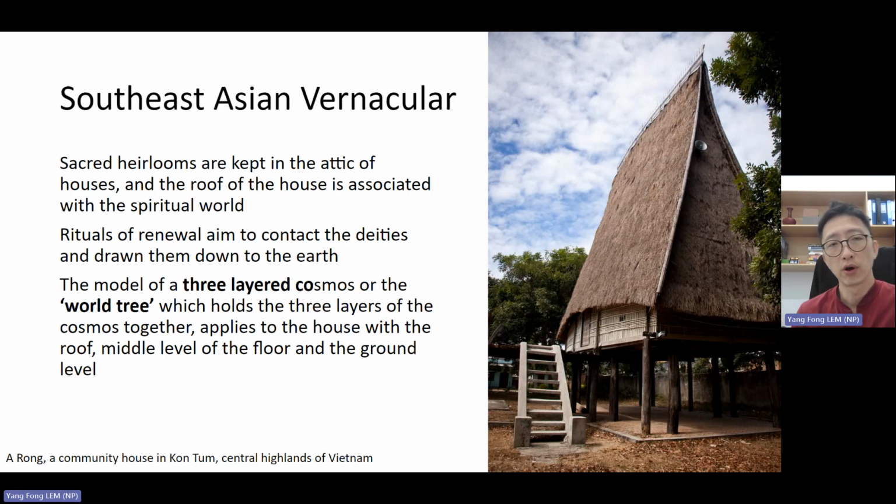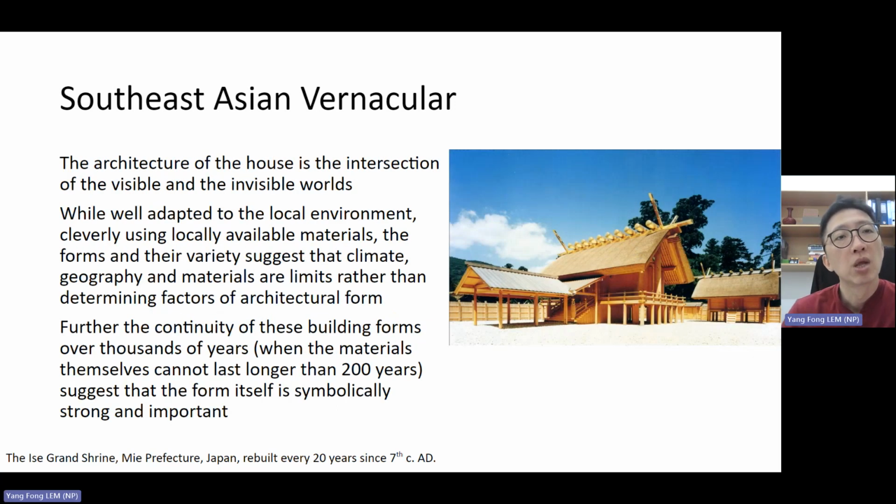So there is a model of a three-layered cosmos, or the world tree, which holds the three layers of the cosmos together, applied to the house. There's a roof, which is for the heirlooms and deities. There's the middle portion, usually for living and practical functions, and then there's the ground level, and we connect between these with staircases. So the architecture of the house is the intersection of the visible and invisible worlds. While well adapted to the local environment, cleverly using locally available materials, the form and the variety suggest that climate, geography, and materials are limits rather than the determining factors of architectural form.